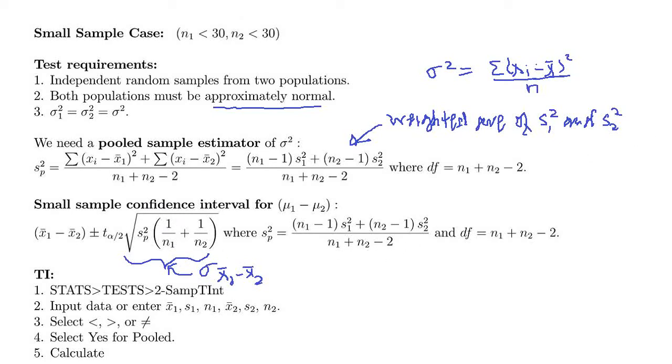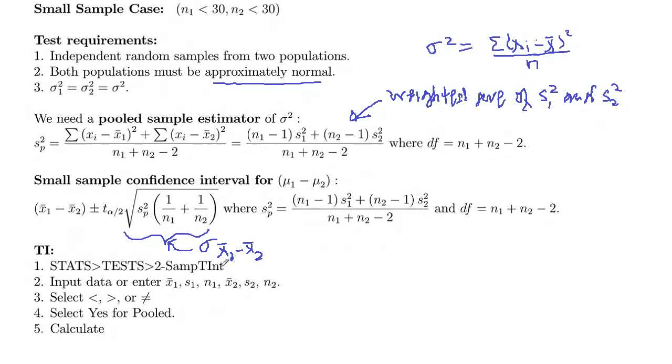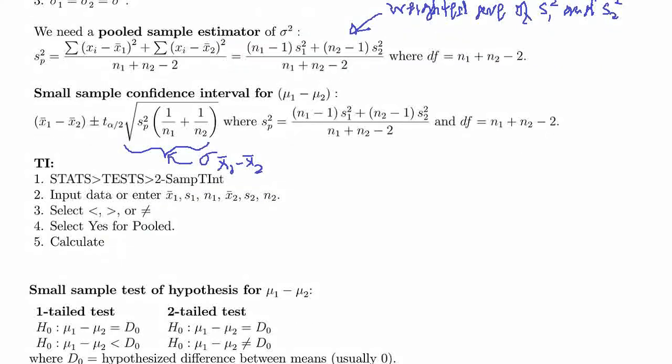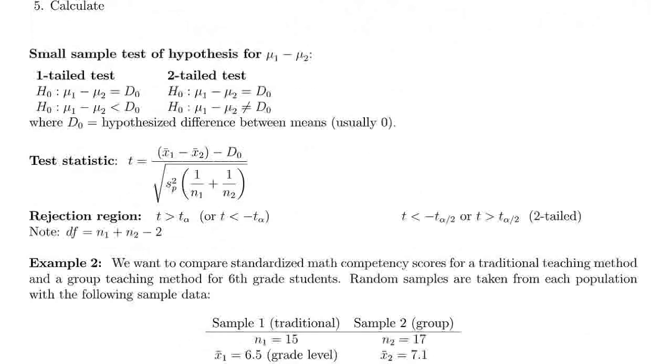So your pooled estimate. When you do that in the calculator, you can do this in the TI. You do stat, test, 2-sample t interval. And then you'll input your summary statistics or your data, select whether it's directional or non-directional test, select yes for pooled estimator, and then calculate. So that's quite a bit different than for one small sample.